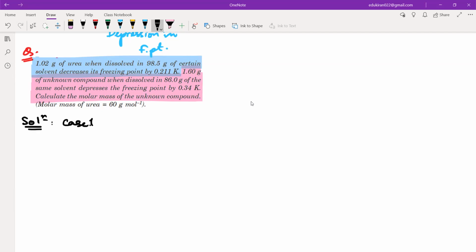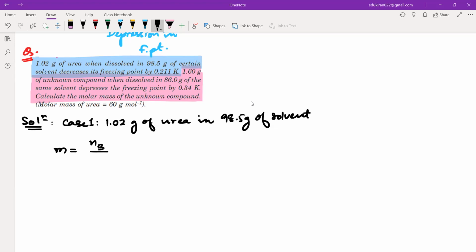Now, the first case is what? Case 1, 1.02 gram of urea in 98.5 gram of solvent. Now, in this case, what they are saying, 1.02 gram of urea. So यहाँ पे molar mass भी दिया हुआ है. So you can calculate the molality. Molality will be equal to number of moles of solute, that means the urea, divided by the mass of solvent in kg. Number of moles will be equal to the given mass of urea divided by the molar mass of urea multiplied by the mass of solvent in kg.